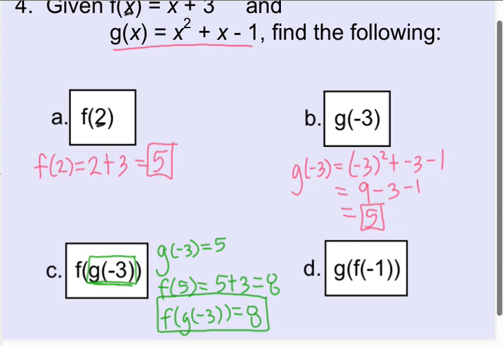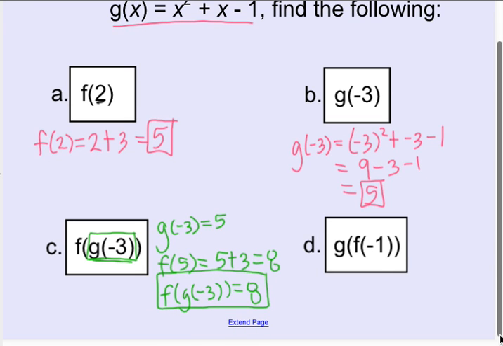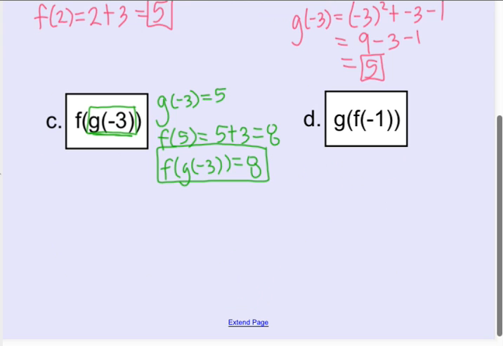Okay. Moving on to D, we're probably going to have to do a little bit more work on D. First thing, we always start with the innermost. We find f of negative 1. My f function is x plus 3. So in this case, it's negative 1 plus 3, which gives me 2. So all of this part is 2. So now I would substitute in here 2. So I'm going to find g of 2. That will give me my answer.